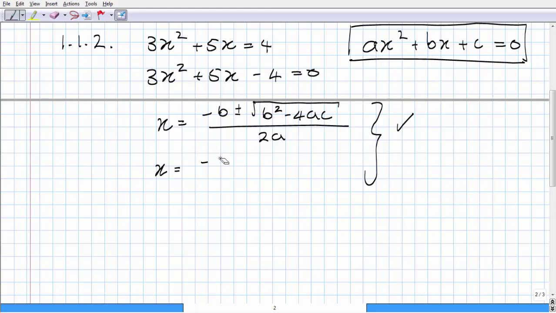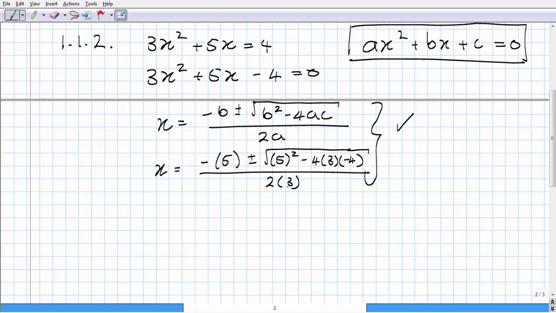So we have negative b. Negative b is 5. So we have negative 5 plus or minus the square root of b squared, which is simply 5 squared, minus 4 times a, which is 3, times c, which is negative 4. All that divided by 2 times a, and a is 3.